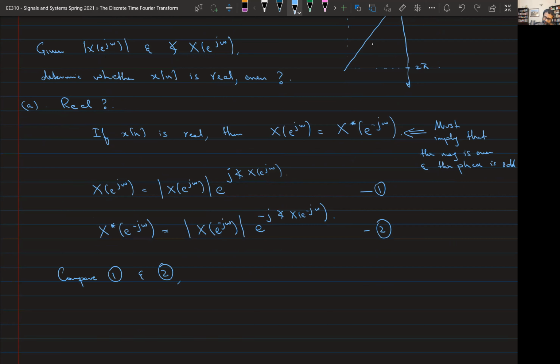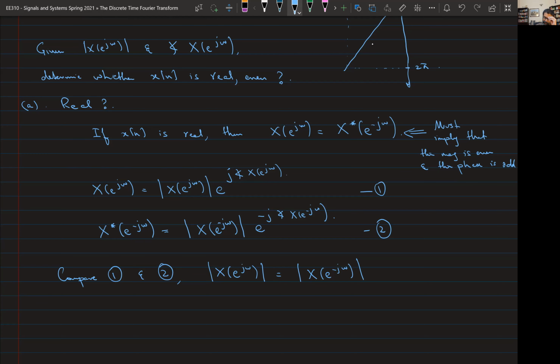If you compare the two, then I can conclude that the absolute value of X(e^{jω}) must be equal to the absolute value of X(e^{-jω}). Because if two complex numbers are the same for all omega, that means their absolute values must be the same and their phases must be the same, right?